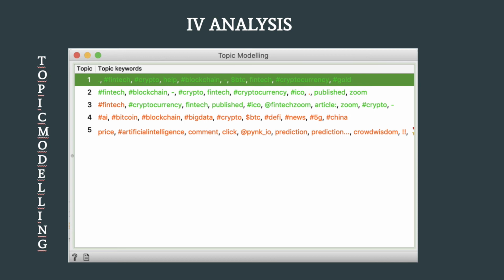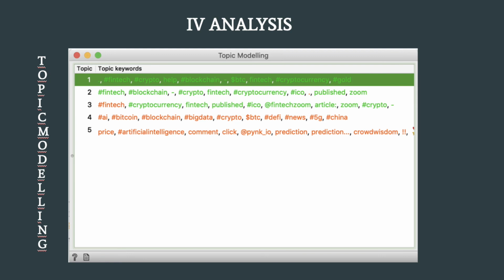And the fourth topic is about hashtag AI, hashtag Bitcoin, hashtag blockchain, hashtag big data, hashtag crypto, hashtag DeFi, hashtag news, hashtag 5G, hashtag China. The fourth topic is talking about China using artificial intelligence, blockchain, big data, and crypto to process and utilize the business, tourism, technology, and other sectors' activities in China.